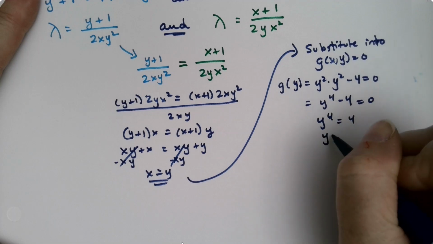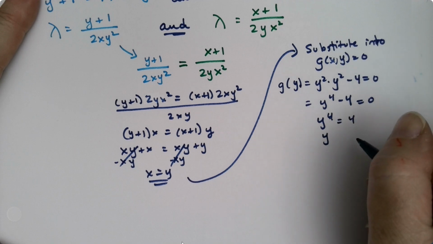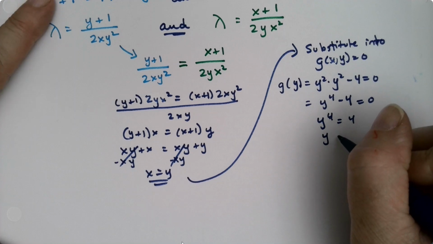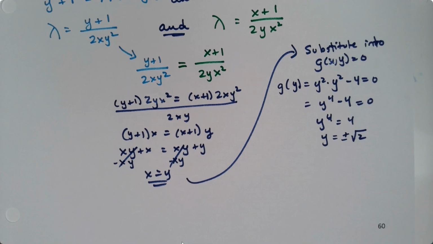So y, if I took the 4th root of that, or took the square root of that, I would have the square root of 2, plus or minus, of course. Right? The 4th root of 4 is the square root of 2.